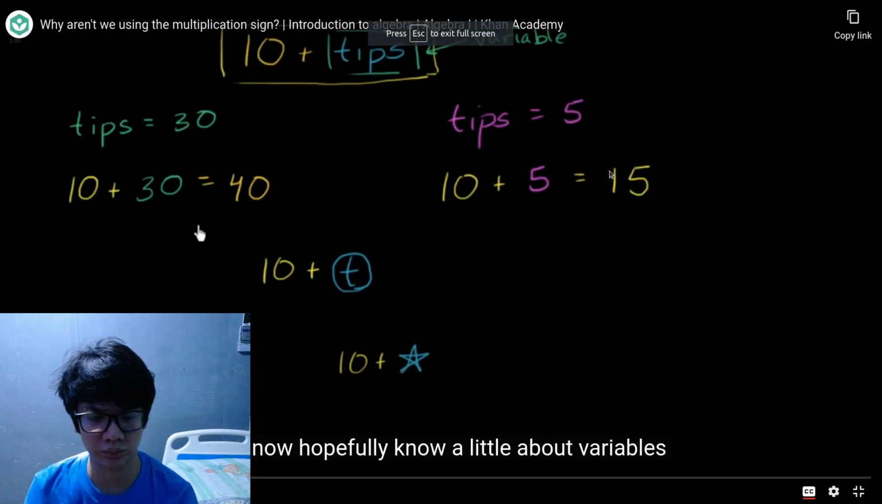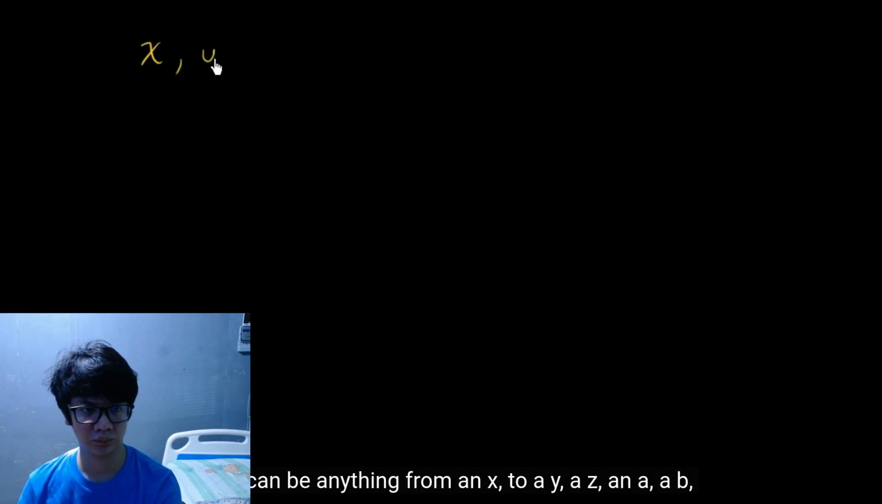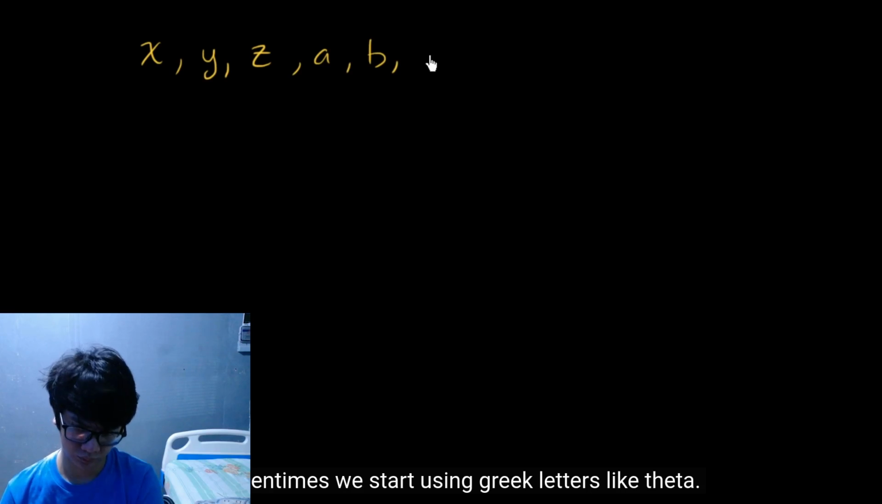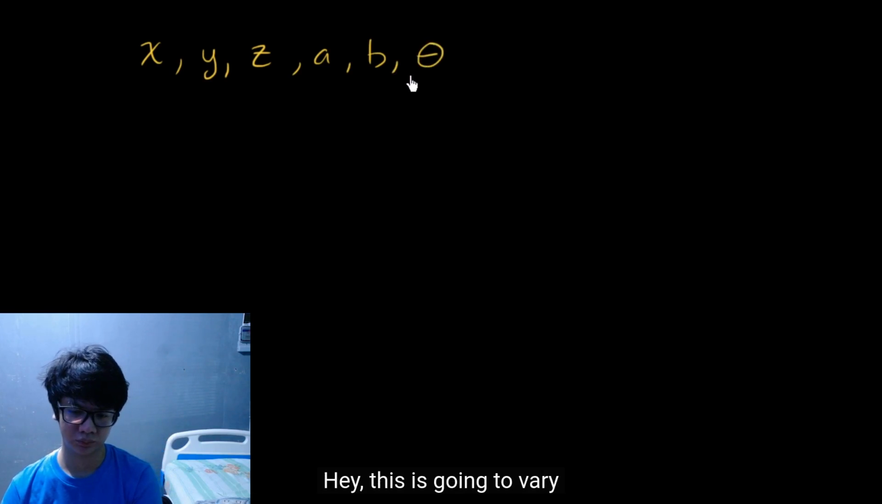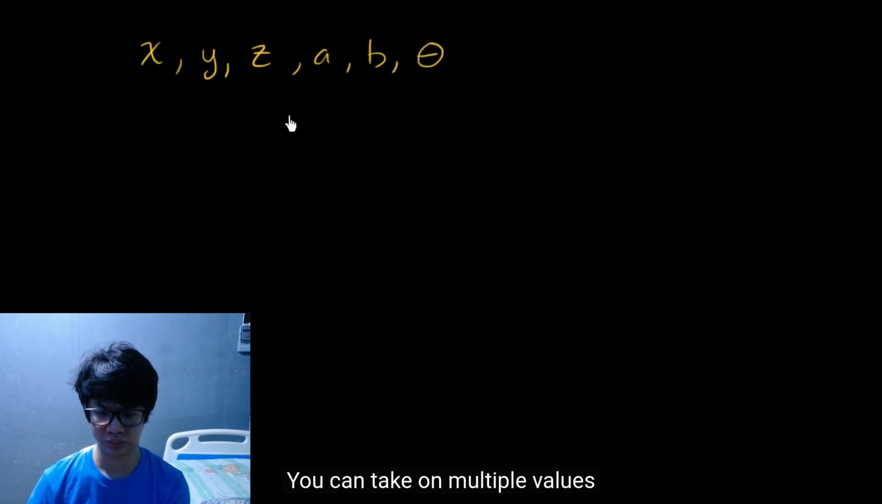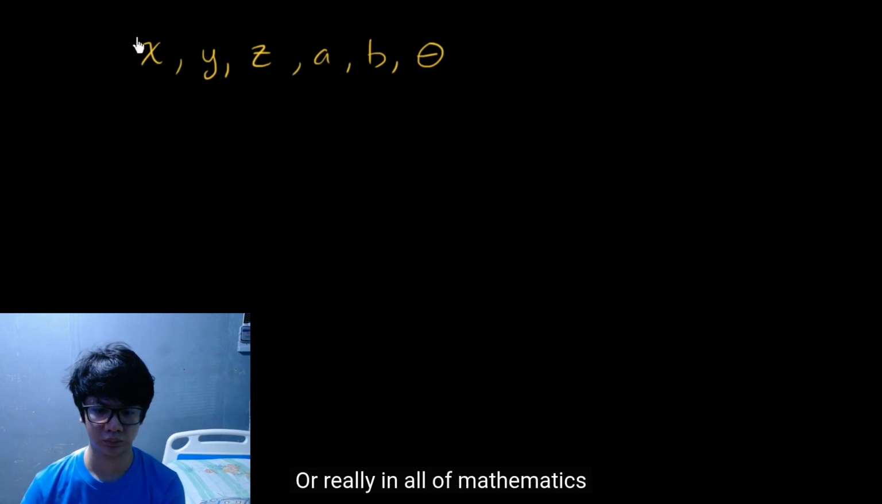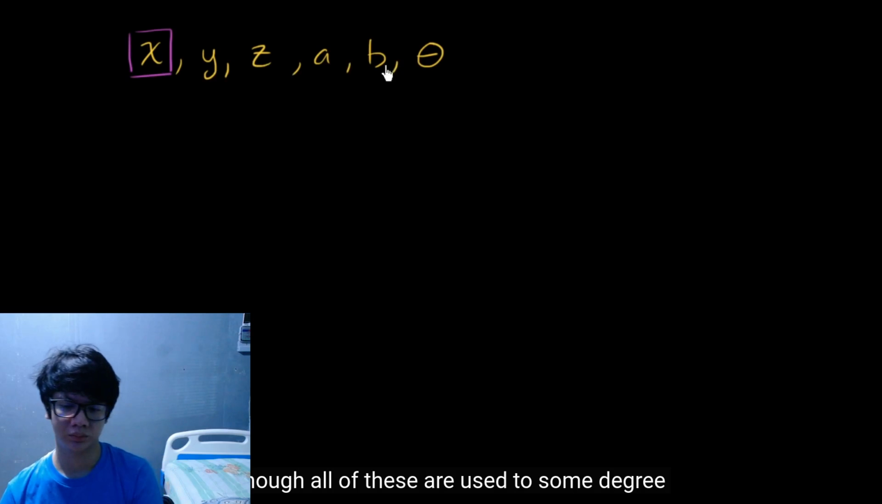We now hopefully know a little bit about variables, and as we covered in the last video, a variable can be really any symbol, although we typically use letters because we're used to writing and typing letters. It can be an X, a Y, a Z, an A, a B, and oftentimes we'll start using Greek letters like theta, but you can really use any symbol to say, hey, this is going to vary. It can take on multiple values. But out of all of these, the one that's most typically used in algebra, or really in all of mathematics, is the variable x, although all of these are used to some degree.